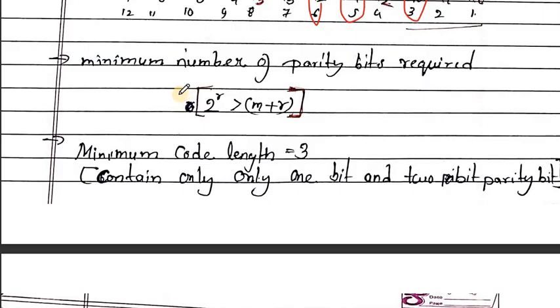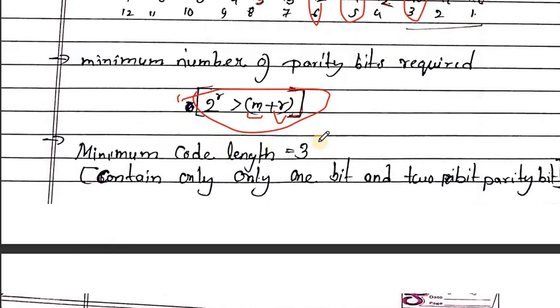So for the number of parity bits required for m data bits and r parity bits, we should follow this formula, to find the number of parity bits that should be placed in the given data.